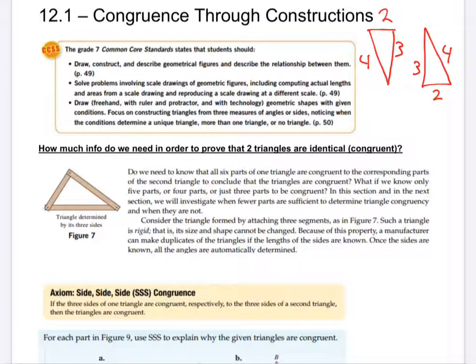I mean, that'd be great. If you had all that, then for sure they're identical. But you don't need to have all that. If you just know 3 sides are the same as 3 sides in another triangle, then that's enough. They've got to be totally identical. All the angles have to be the same. They're identical in every way. They're congruent. Side, side, side.